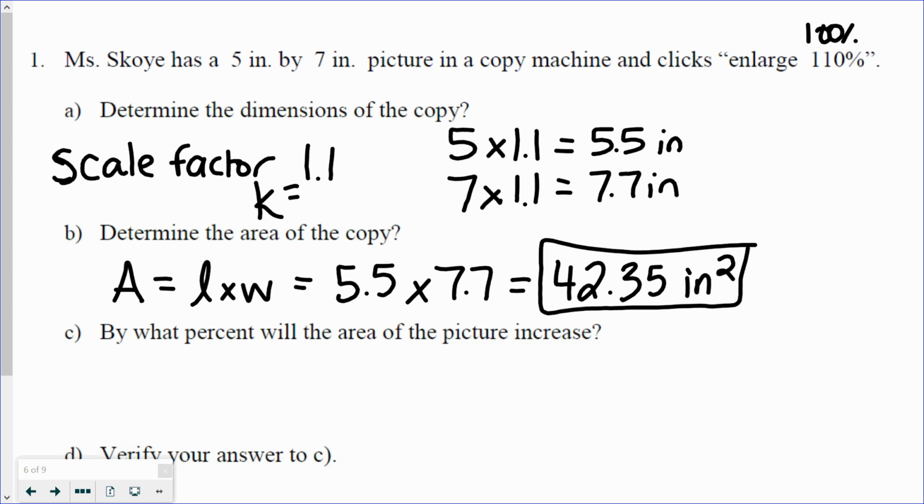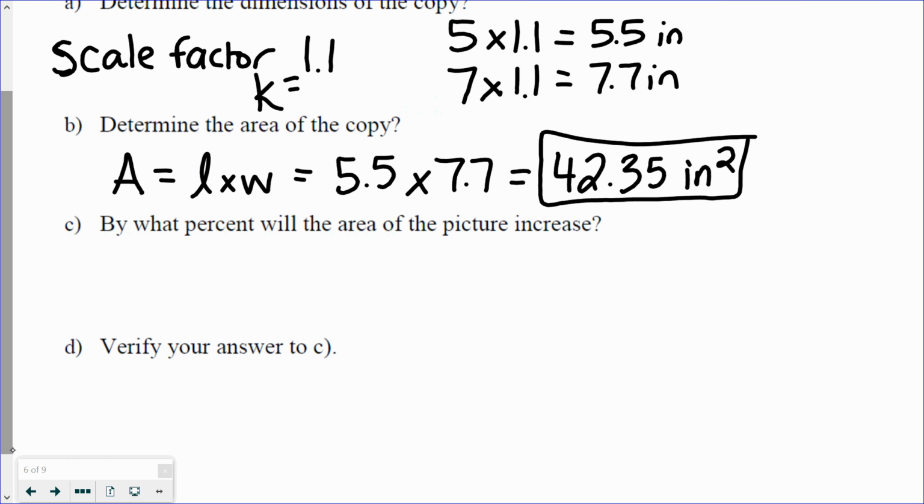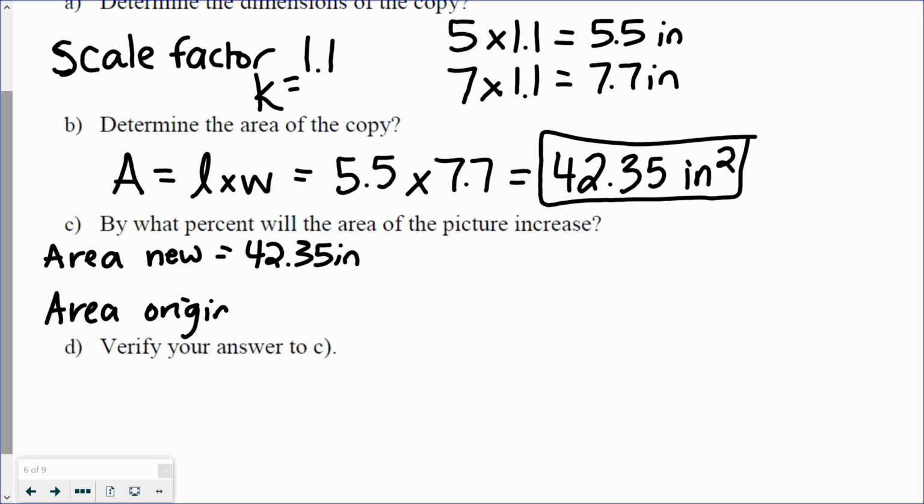There's two different ways you can look at it. And you see, D says verify your answer to C. We'll look at first, just looking at our area of our original versus our area of our reproduction. The area of our new thing, our reproduction, we just calculated 42.35 square inches. The area of the original is equal to 35 square inches.